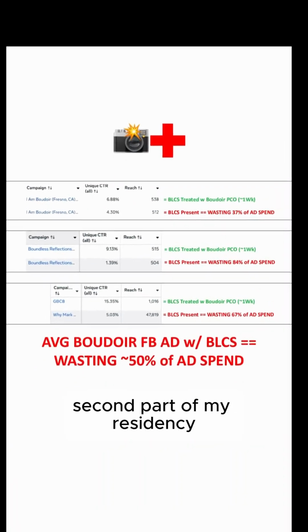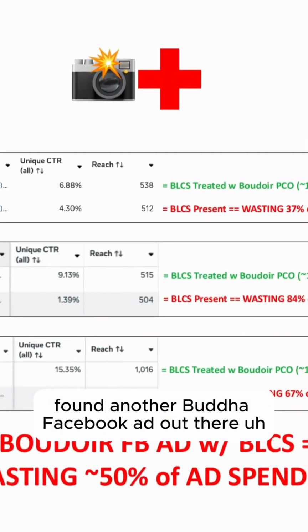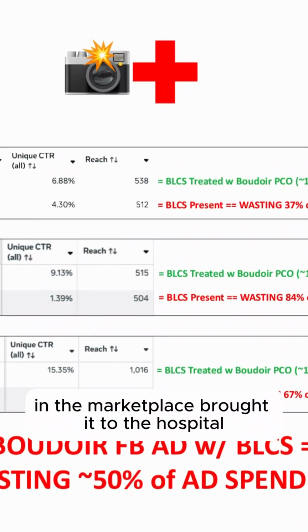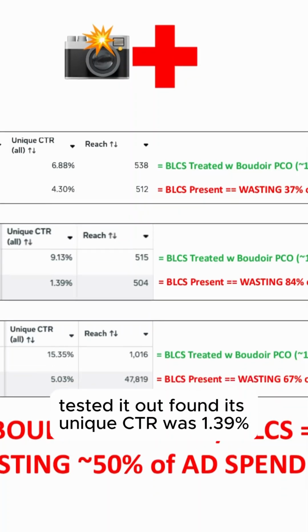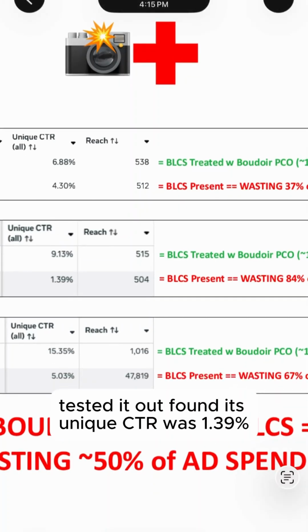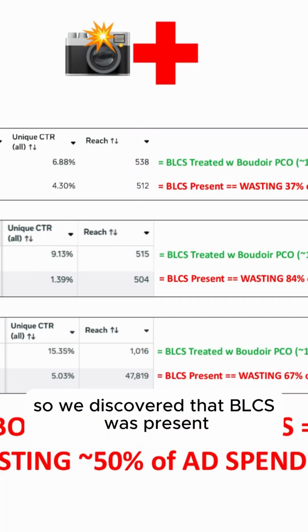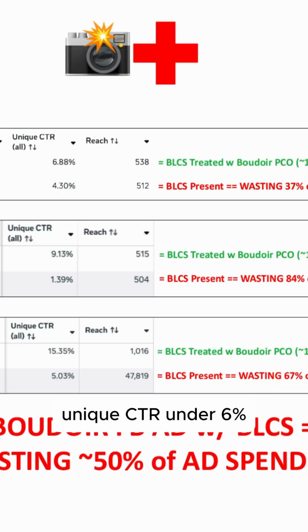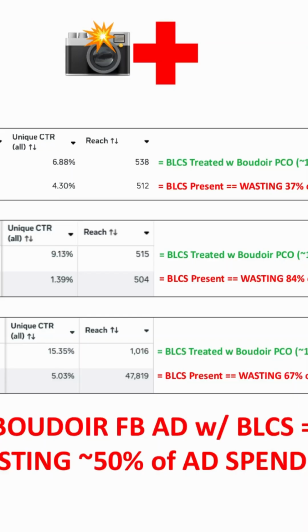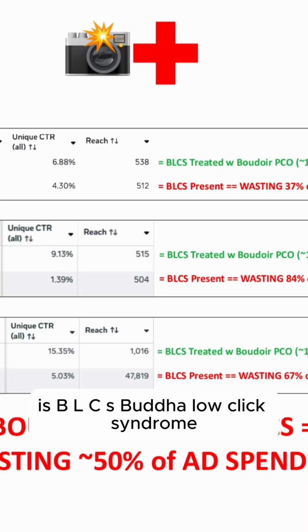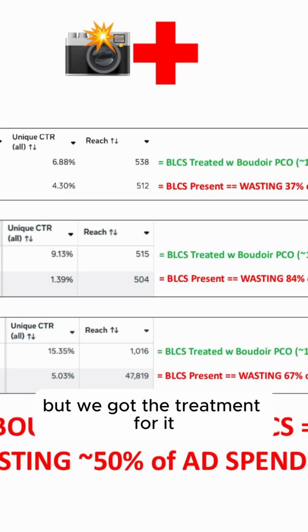All right, second part of my residency, found another Boudoir Facebook ad out there in the marketplace, brought it to the hospital, tested it out, found its unique CTRL was 1.39%. So we discovered that BLCS was present. Unique CTRL under 6% is BLCS, Boudoir low click syndrome, but we got the treatment for it.